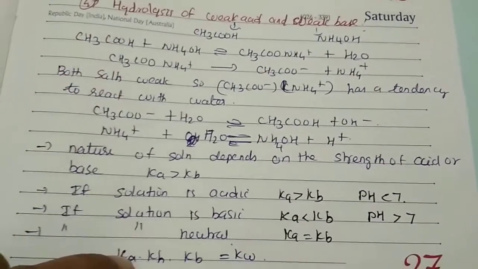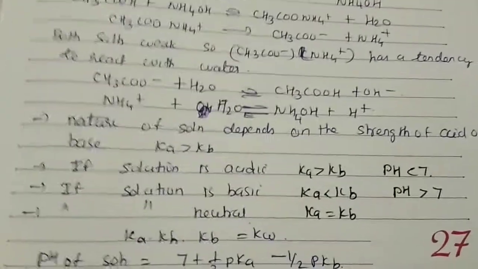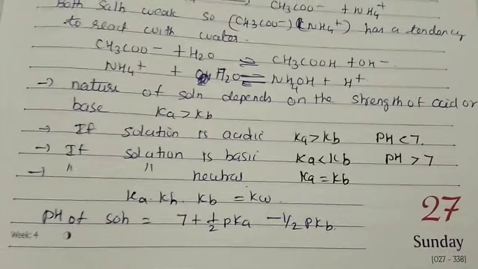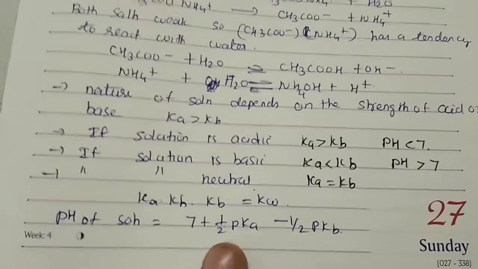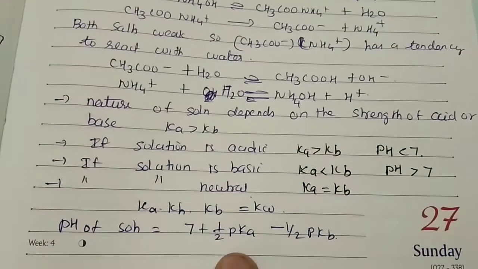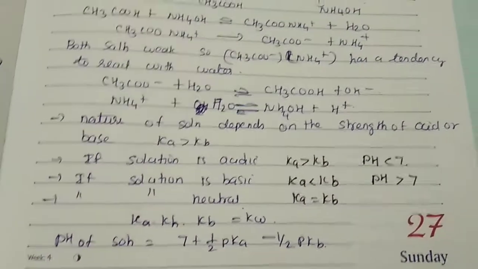So Ka into Kh into Kb equal to Kw. Then pH of solution will be 7 plus 1 by 2 pKa minus 1 by 2 pKb.